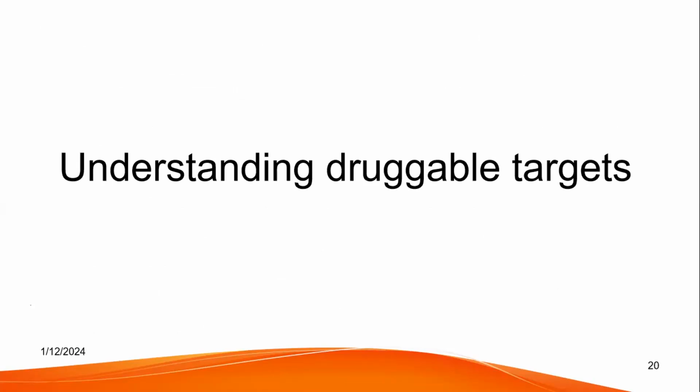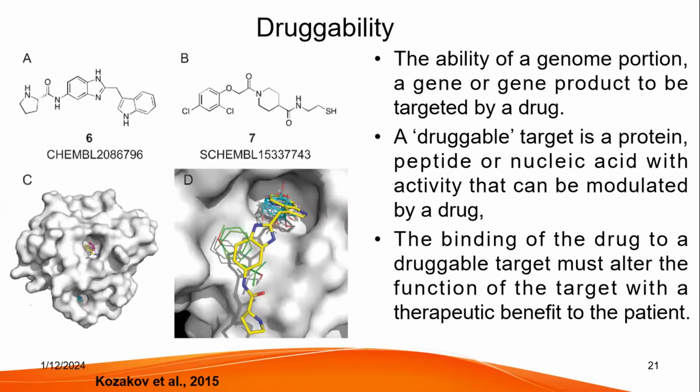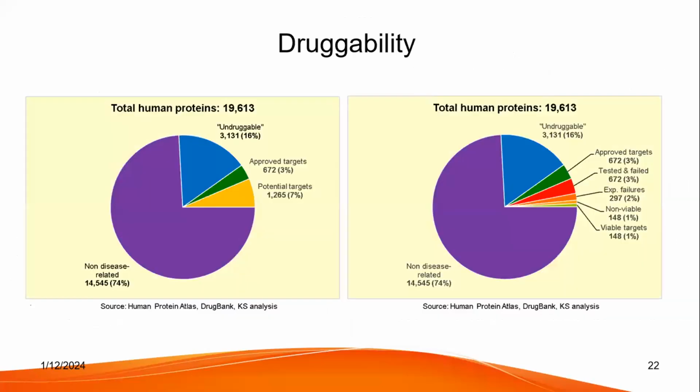You don't just go and carry any kind of protein and say, yes, this protein is involved in this disease, so I want to dock. I know that a lot of people made that mistake recently, and they got stuck along the line. So you need to ensure that the protein you are using, if it is meant for drug design, is druggable. A druggable target is a protein or peptide or nucleic acid with an activity that can be modulated. It's a protein or a molecule that when a drug binds to it, it can alter the function of that target and produce a therapeutic effect.